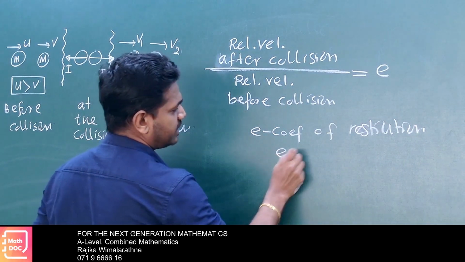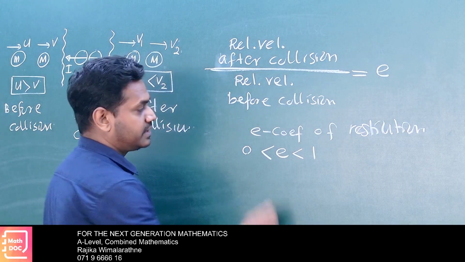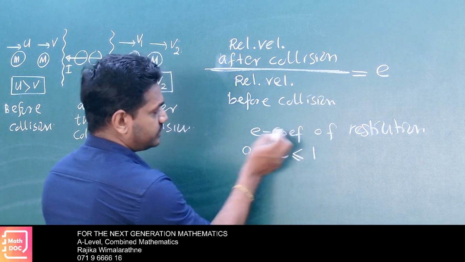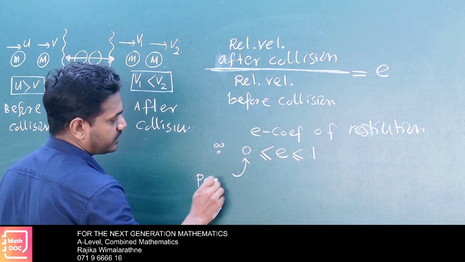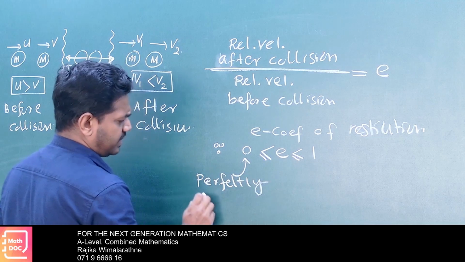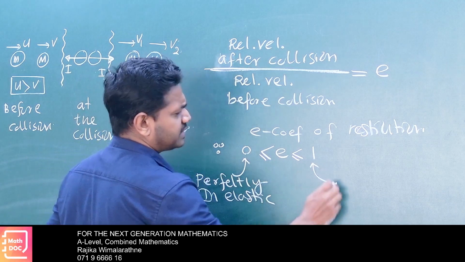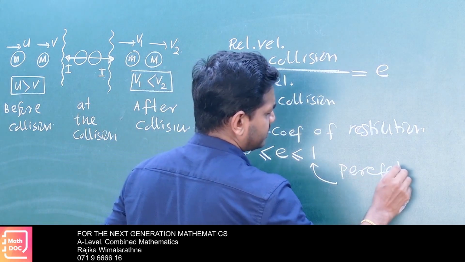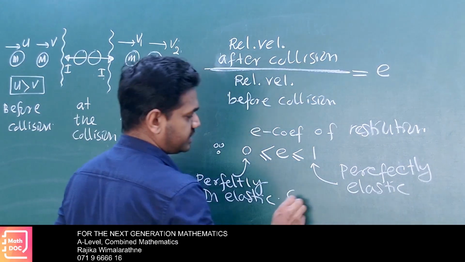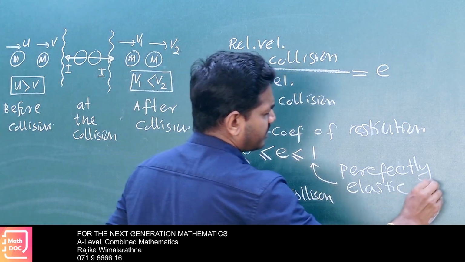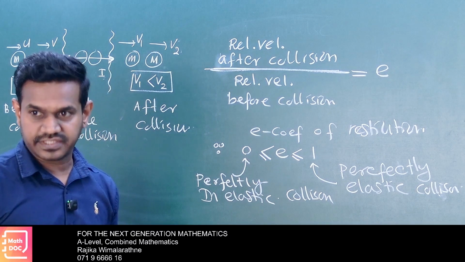Coefficient of restitution. This E is always between 0 and 1. It can be equal to 0, and it can be equal to 1. E equals 0 we call perfectly inelastic. E equals 1 is perfectly elastic collision. Okay, that is Newton's law of restitution.